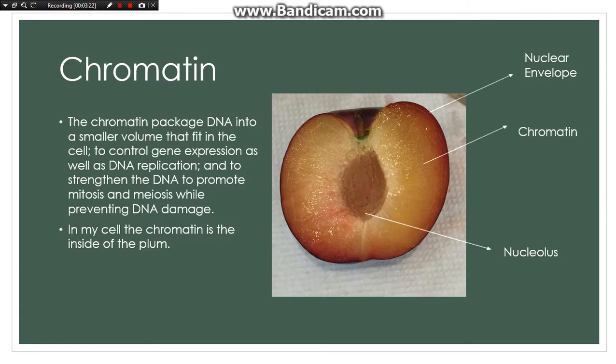So the chromatin is what packages DNA into a smaller volume that fits into the cell to control gene expression as well as DNA replication, and to strengthen the DNA to promote mitosis and meiosis while preventing DNA damage. In my cell, it is all this inner side of the plum.